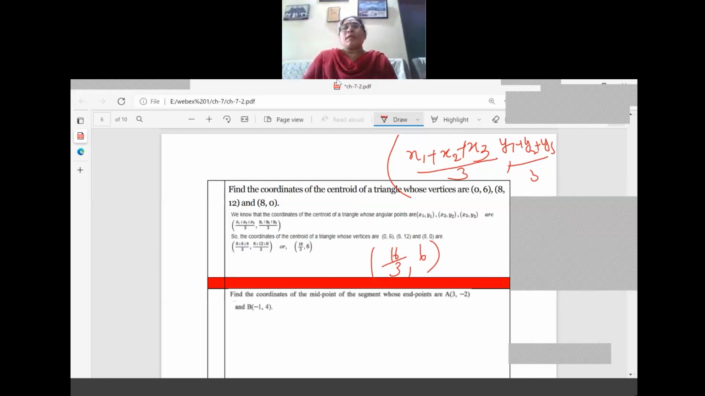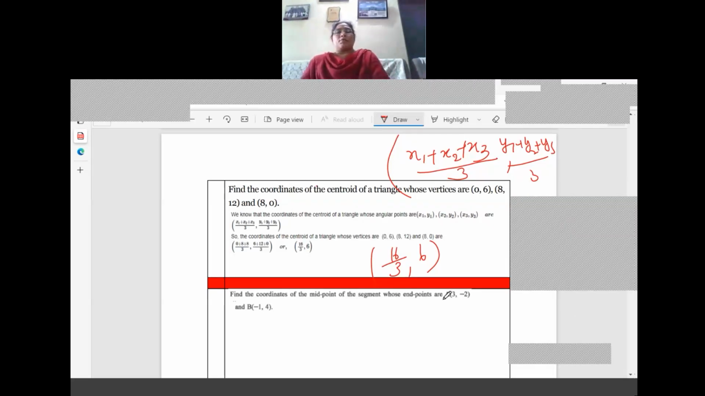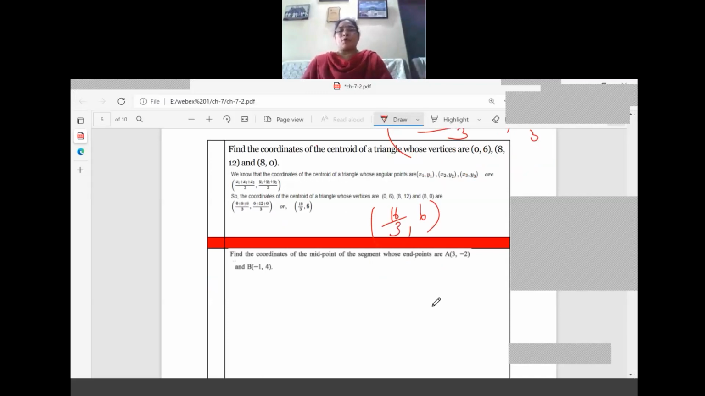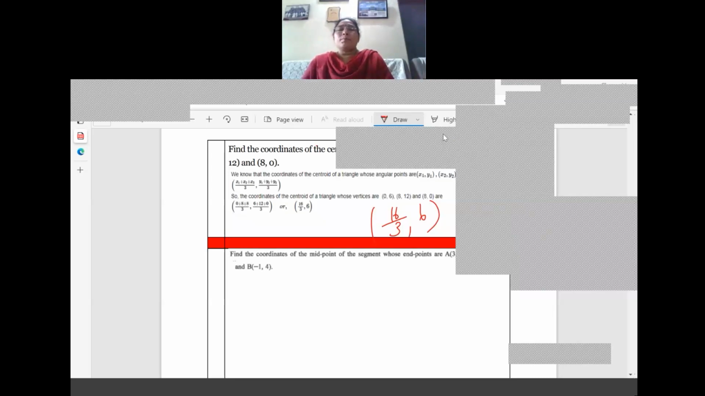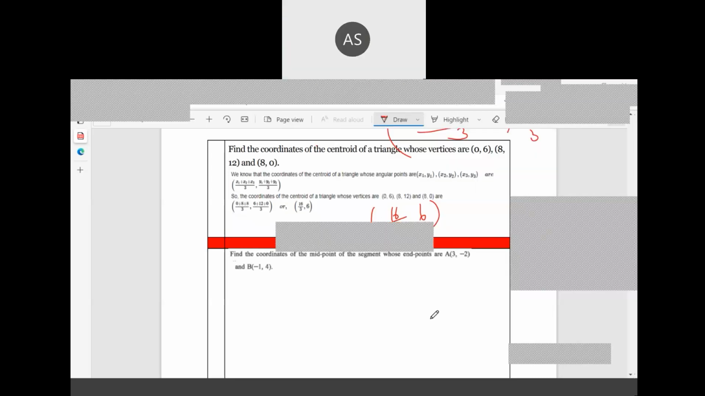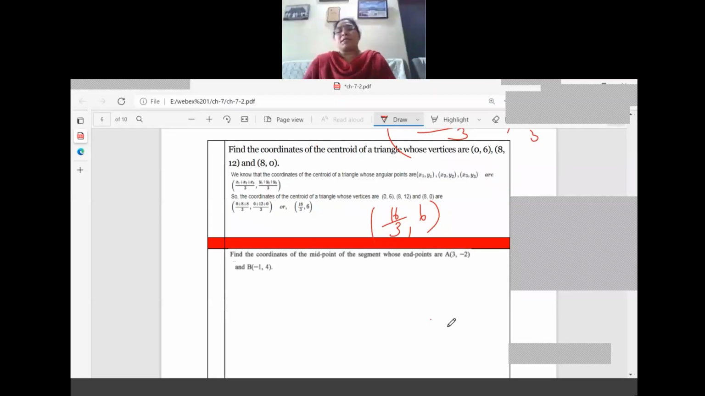Okay, you can unmute and tell me the answer. The first question is, find the coordinate of the midpoint of the segment joining A (3, -2) and B (-1, 4). Try all of you. Midpoint of the segment, what is the answer? 1 comma 1. All are getting the same. Any other answer?